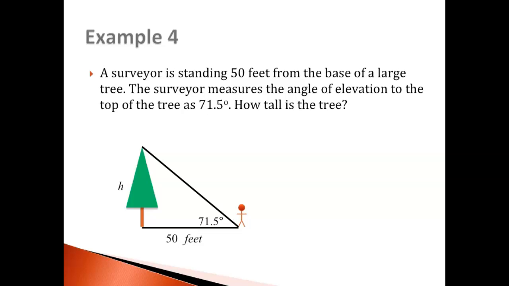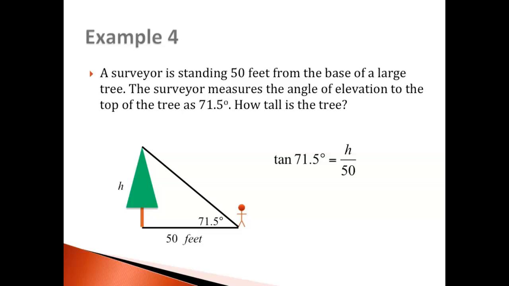That's the side that is opposite the 71.5 degree angle. And then we are given the measure at the bottom there, the 50 feet, and that's adjacent to the 71.5 degree angle. Since we're solving for the opposite side and we are given the adjacent side, we want to use tangent. So tangent of 71.5 degrees is equal to h over 50.